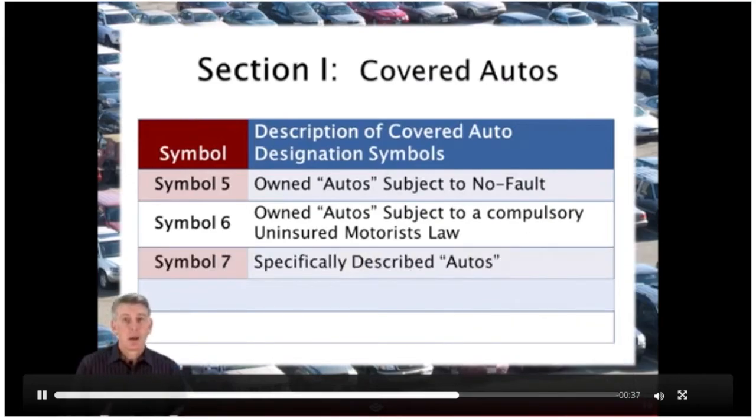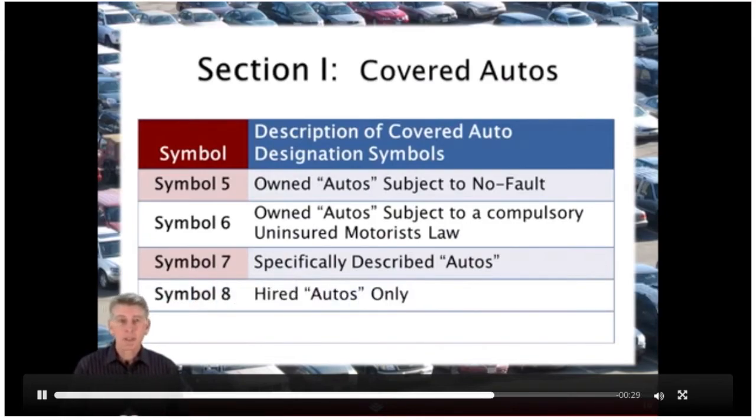Symbol 7 applies to vehicles that are specifically described and listed on the business auto declarations page. And symbol 8 only applies to vehicles that are leased, hired, rented, or borrowed by the insured. These vehicles are not owned by the insured. Symbol 8 does not apply to vehicles that are leased, hired, rented, or borrowed from the insured's employees, partners, members, or household members of employees, partners, and members.